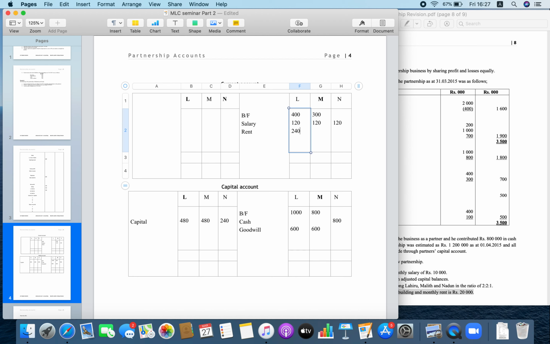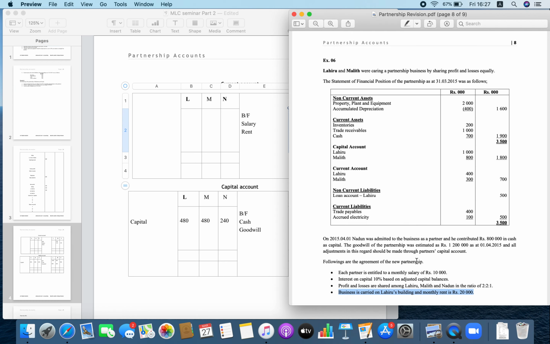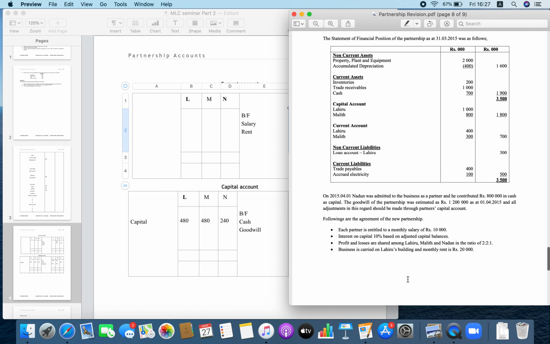So always remember, when it's a partner's transaction, check and see from two points of view, the business point of view and the partner's point of view. For the business, it's an expense, you go and mark it under expenses. For the partner, it's an income, you go and mark on the credit side over here, current account. Right, that's done.